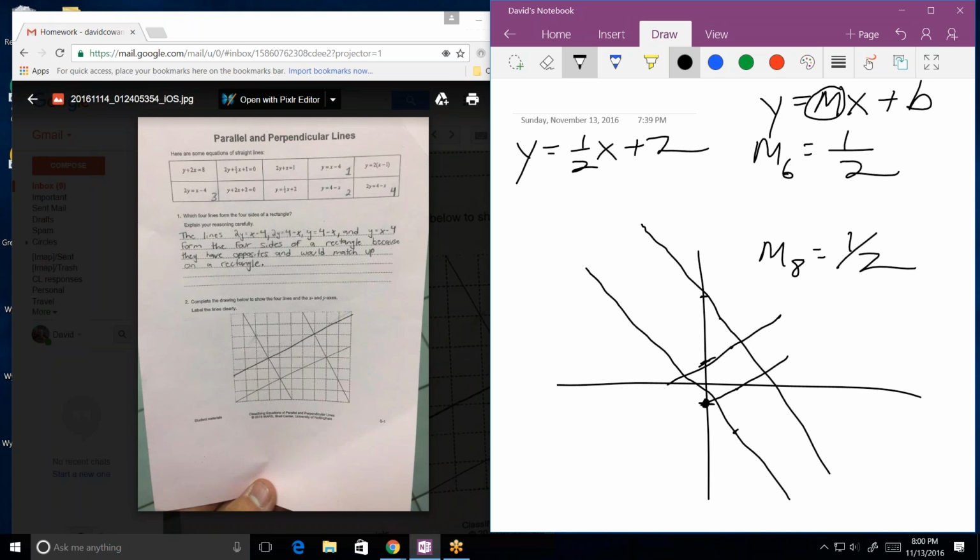Okay? Now, notice what the directions say on number 2. It says, complete the drawing below to show the 4 lines and the x and y axis. They didn't put the x and y axis on their drawing.